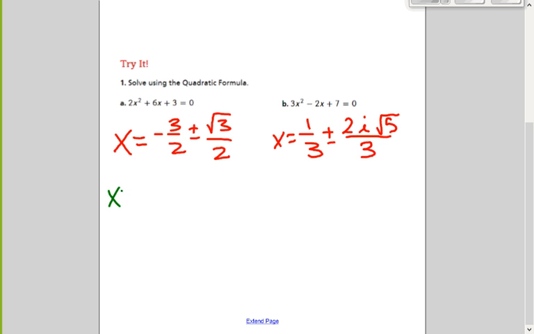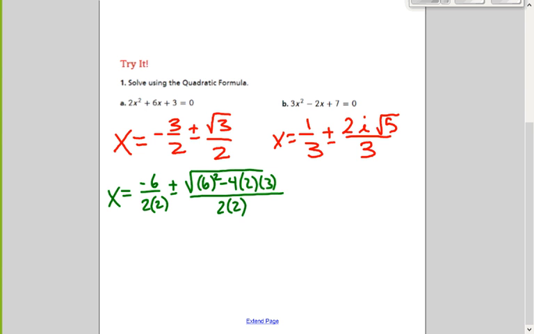Basically, you're just using your quadratic formula, the opposite of b over 2a plus and minus the square root of b squared minus 4ac. So we have the formula. Everything is put in its place there. And we're going to go ahead and solve. Right here we have negative 6 over 4.